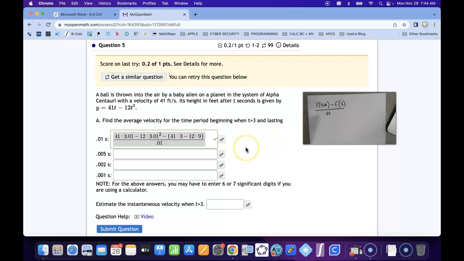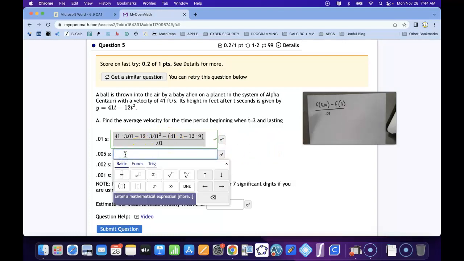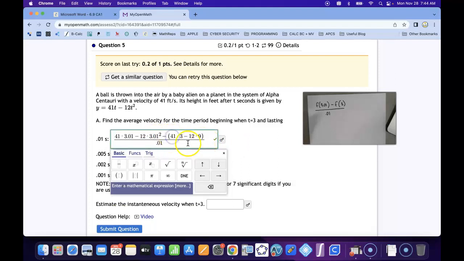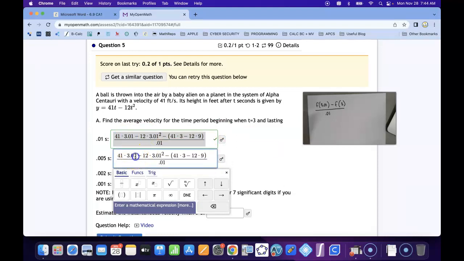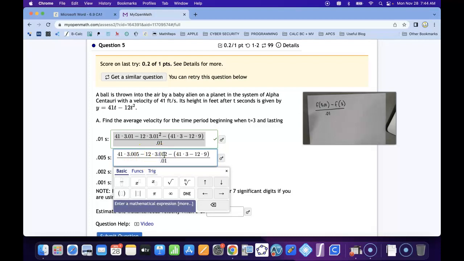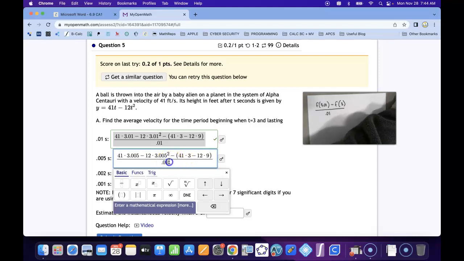I could probably copy and paste this. Let me see. If I copy this and I paste it here, and it didn't let me copy it. Let me try it again. Copy and then paste, and then I just need to change this 05. Oh, I got to be careful there. 0.05 to the second power, and the denominator is going to be a 0.005.